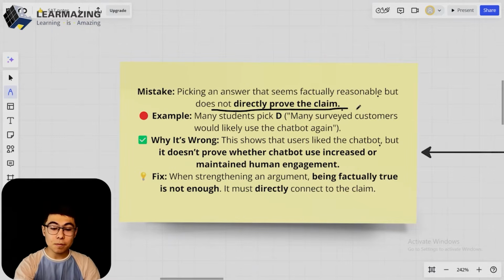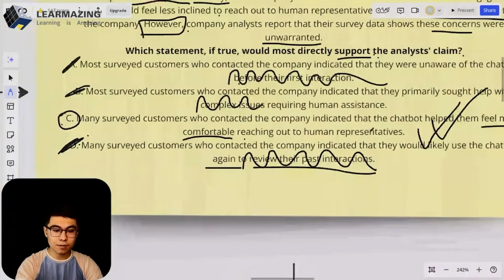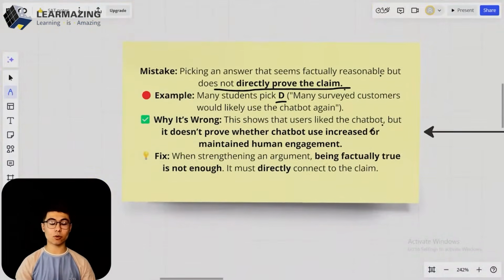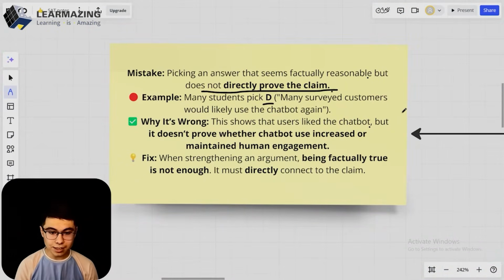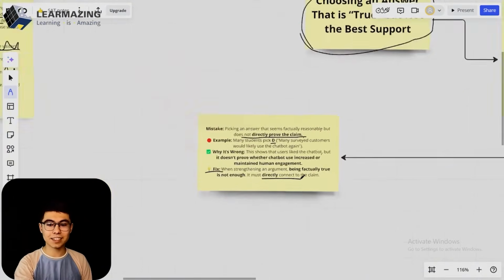As an example, many students take choice D. The reason why it's wrong is that it shows that users like the chatbot, but it doesn't prove whether chatbot use increases or maintains human engagement. It has nothing to do with increased engagement. That's why the answer should directly connect to the claim. So now let's move on to mistake number 3.